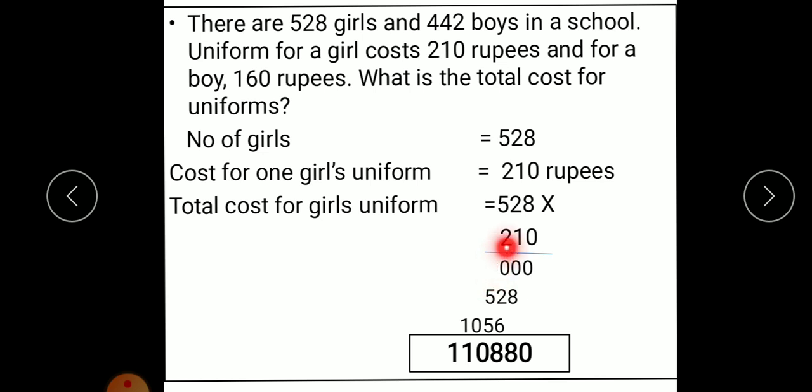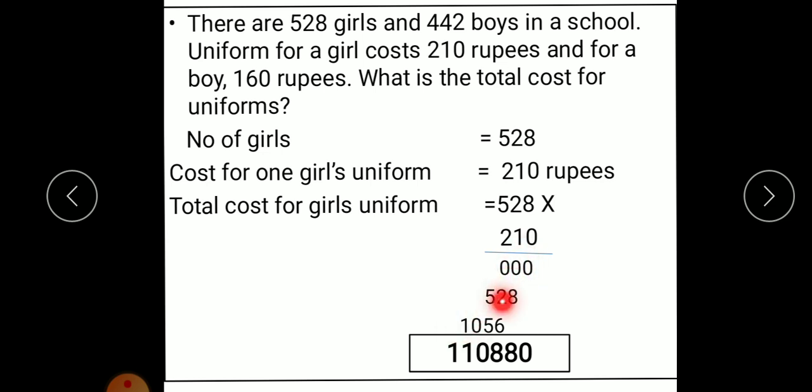In the next step, multiply from the hundreds place. In the hundreds place you can see here 2. 2 into 8 is 16. So write 6 here, 1 is remaining. 2 into 2 is 4. 4 plus 1 remaining, that is 5. Then 2 into 5 is 10. So write here 10.